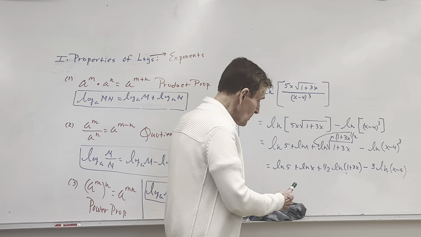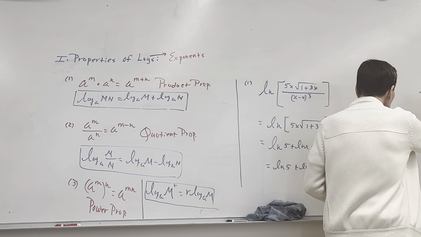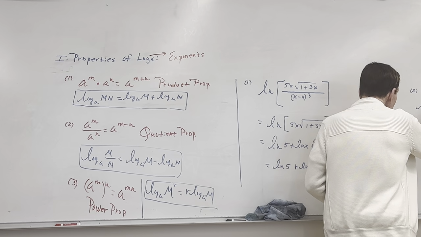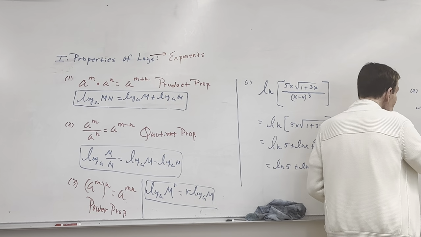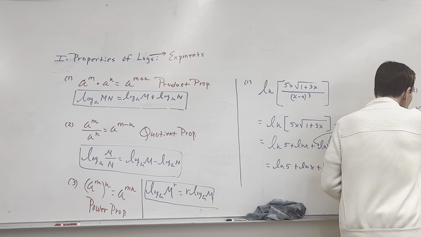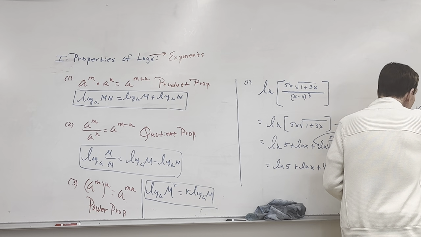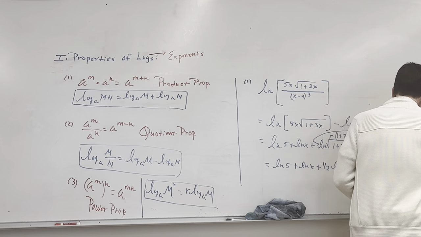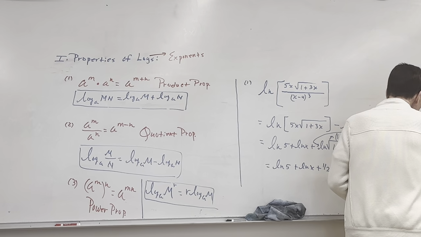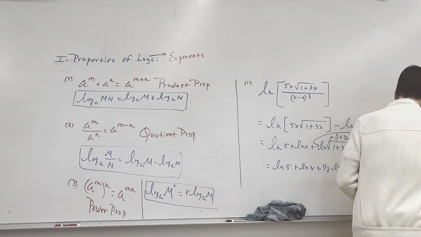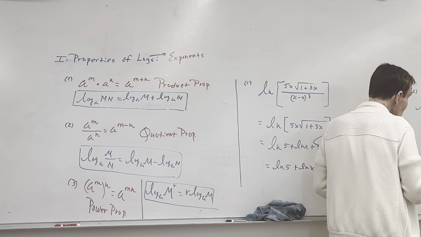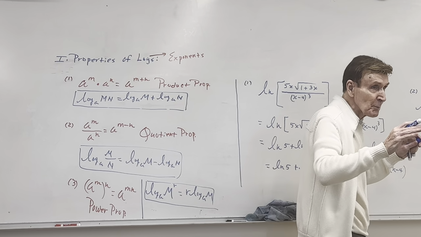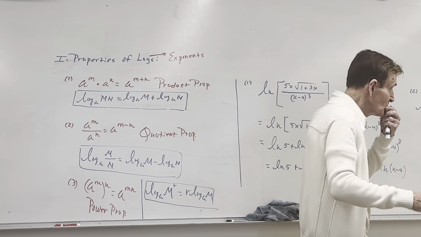Shane, do me a favor. Read the next one, please. We've got log base 2 of x times the square root of 1 plus x, squared. Like that? Yep. The 1 plus x is not in parentheses, is it? Nope. Okay, no problem then.